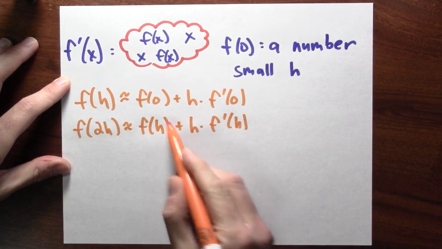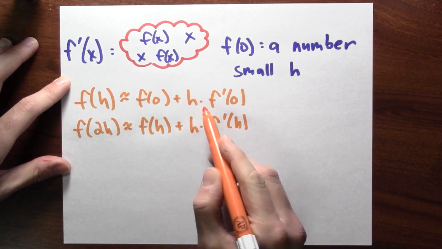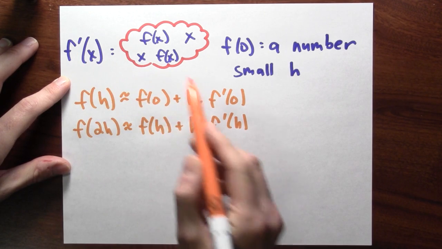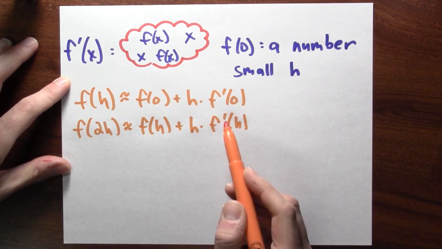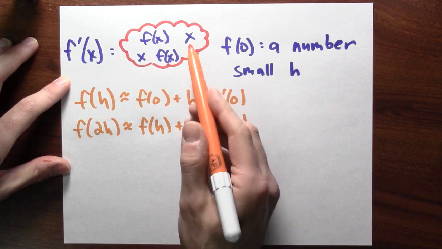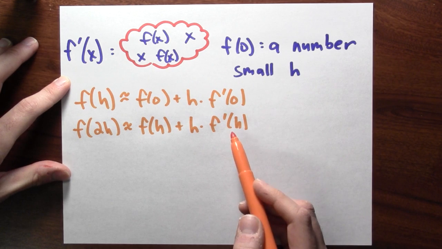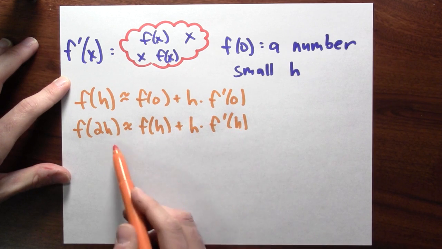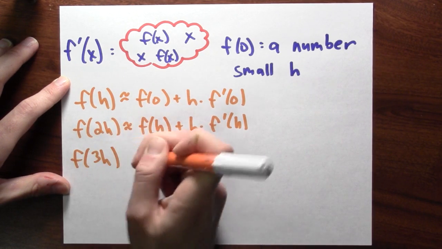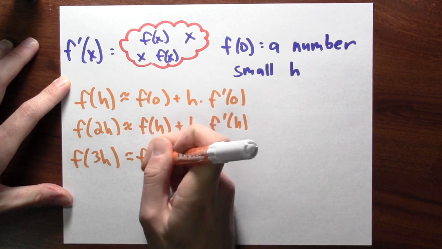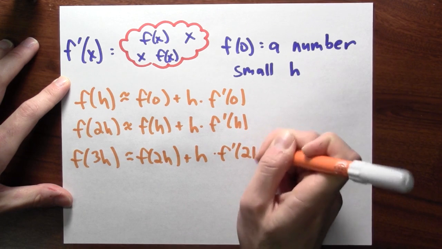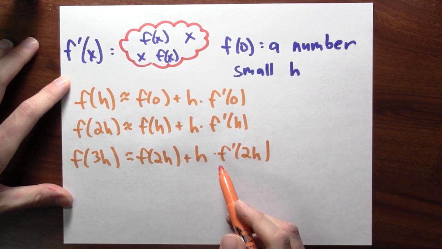And now I know the function's value at h approximately, and I know the derivative at h because I've got a formula for the derivative in terms of f and x, and I know how to calculate f of h approximately, and I know x, right? It's h in this case. And that means that I can get an approximation to f of 2h, and then I can just keep playing this game. If I want to know f of 3h, well, that's about f of 2h plus h times f prime of 2h, right? This is that linear approximation formula again.